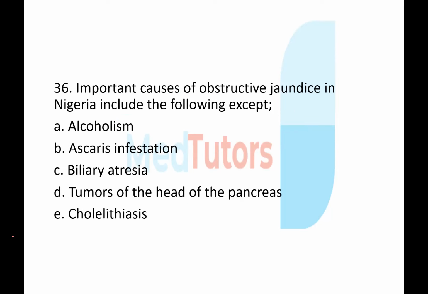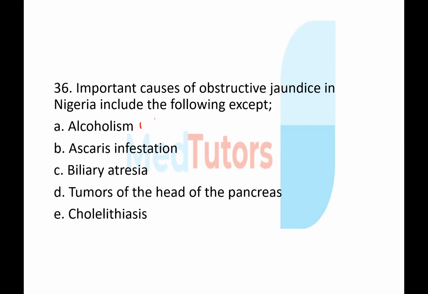Important causes of obstructive jaundice in Nigeria include the following, except: A, alcoholism. B, ascaris infestation. C, biliary atresia. D, tumors of the head of the pancreas. E, cholelithiasis.